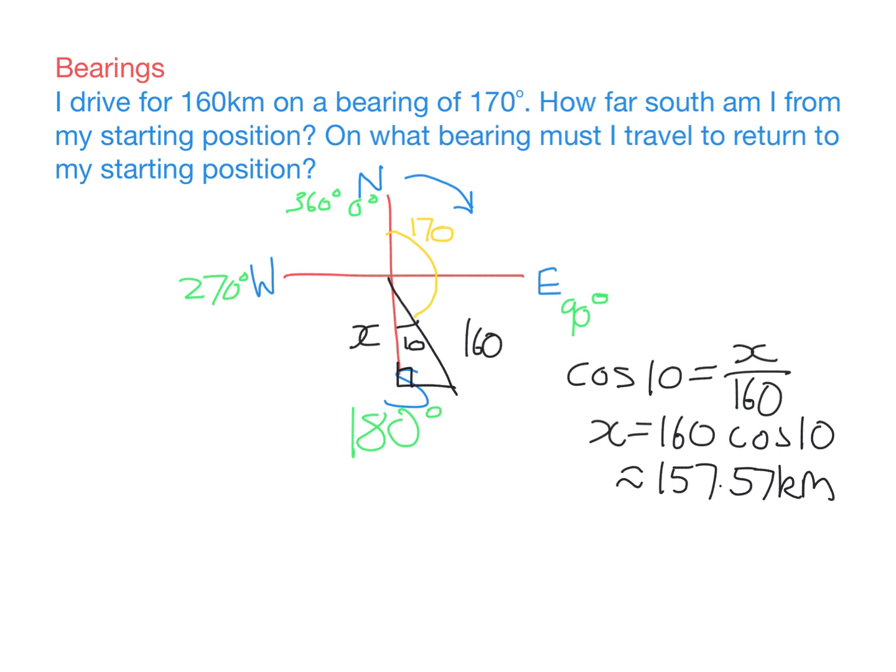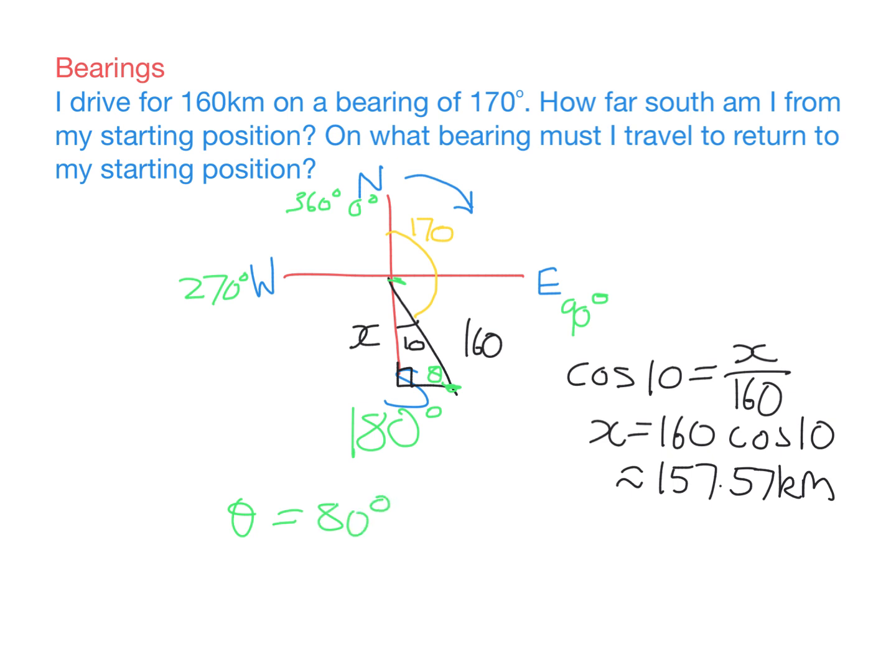Now we're asked on what bearing must I travel to return to my starting position. So I'm here and I want to go here. So I need to know this angle here, theta. Let's find what theta is. Now, we obviously know theta without having to do trigonometry because the angles in any triangle add up to 180. So theta must be 80 because 10 plus 90, you need 80 more to get to 180. So theta equals 80 degrees, but that's not the bearing.